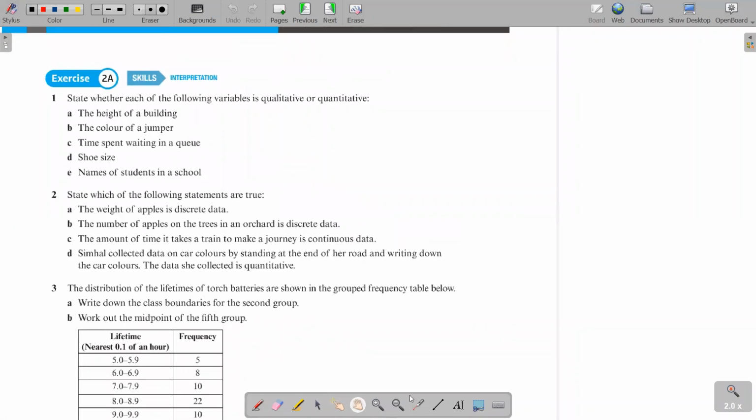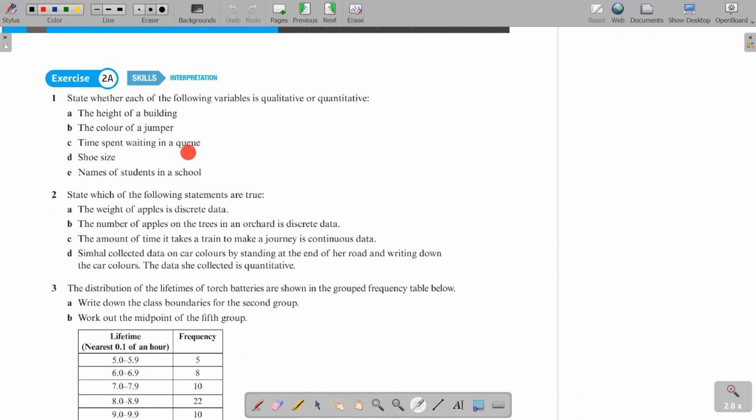Exercise 2A, question number 1. They say state whether each of the following variables is qualitative or quantitative. Quantitative describes a quantity, a numerical value, and qualitative is non-numerical. Height of a building is definitely quantitative. You measure the height. Height is a quantity, a numerical value. Color of a jumper, qualitative. It's a color, so it's qualitative.